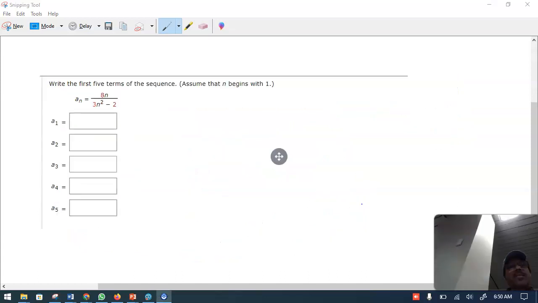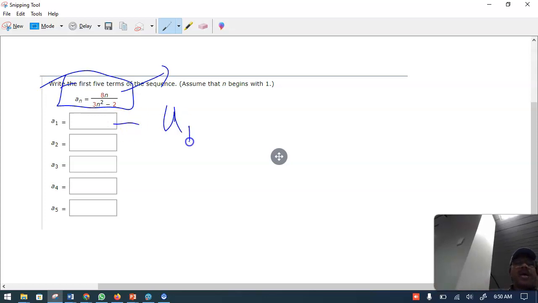Let's go to the second. The second question is the same thing, but this time this is neither an arithmetic nor a geometric sequence. It's just kind of numbers. So all you do is put one. Let's say you want to figure out one.